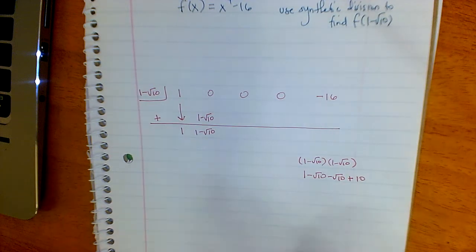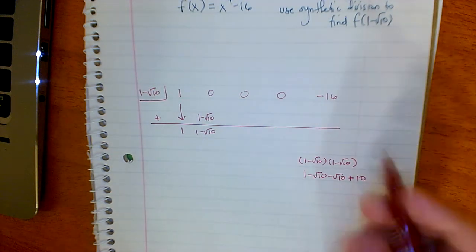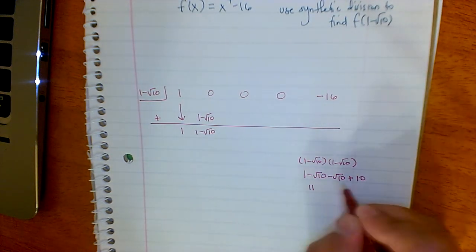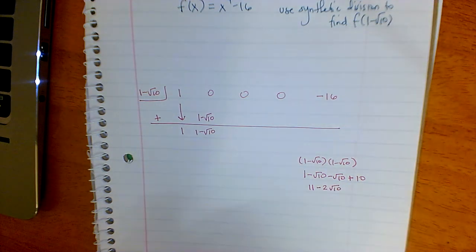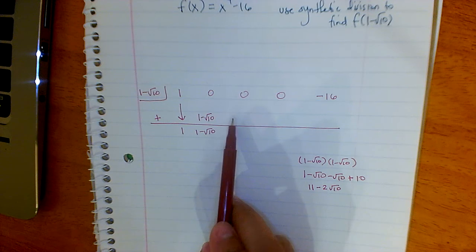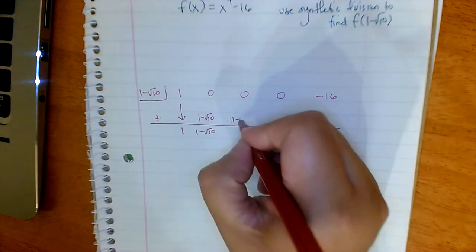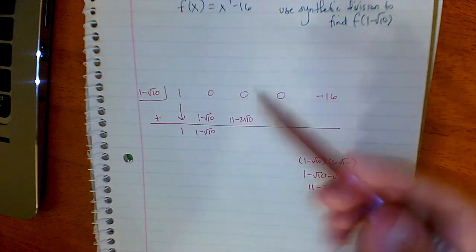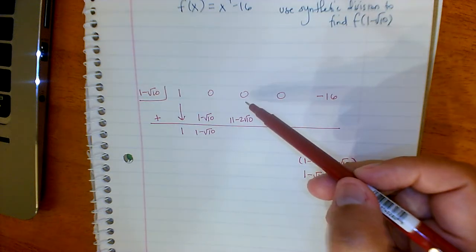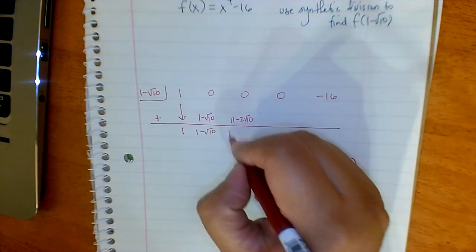And now I'm going to combine my like terms. So 1 plus 10 is going to give me 11, and these two negative root 10s are going to give me negative 2 root 10. So this is my resulting product, and so this is what goes in that next spot here on this line. 11 minus 2 root 10. And again, when I add, 0 continues to be an identity for addition, so this is just going to drop down as is.